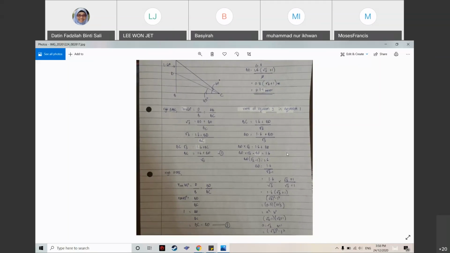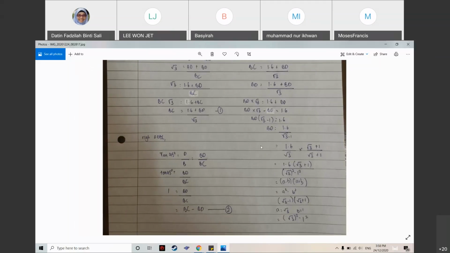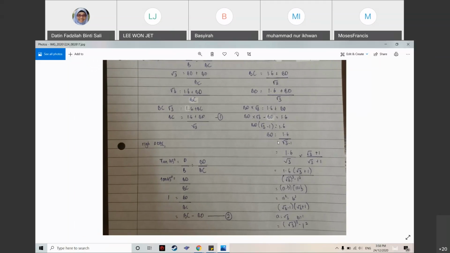So straight away the answer, we don't have to go further, Moses. You just stop until there. You can see BD equals 1.6 over √3 minus 1. Can you circle and highlight that part for your friends? Yes, the BD, this one. You can just stop there. BD equals 1.6 over √3 minus 1.